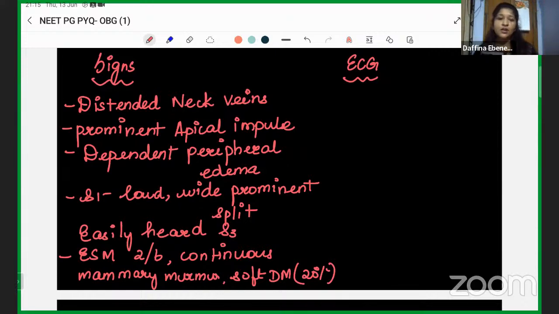And the other things, as you already know, tachycardia can be there. There can be some prominent basal rales because of the elevation of the diaphragm. These are the main signs that can be physiological in pregnancy.